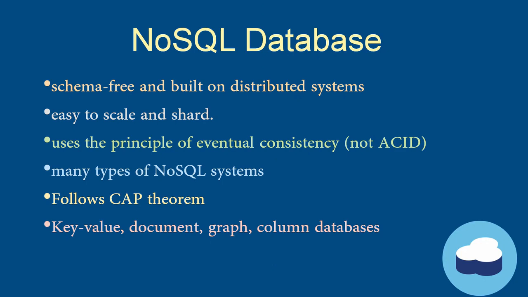They follow the principle of eventual consistency, not ACID properties, because ACID properties are very hard to implement here due to various reasons. They follow eventual consistency, rather than consistency at a particular instant of time. There are many types of NoSQL systems. They follow the CAP theorem, the consistency, availability, and partition tolerance theorem, that we're going to learn in the next slide. Key-value, document-oriented, graph, and column databases are a few examples of NoSQL databases we can design.